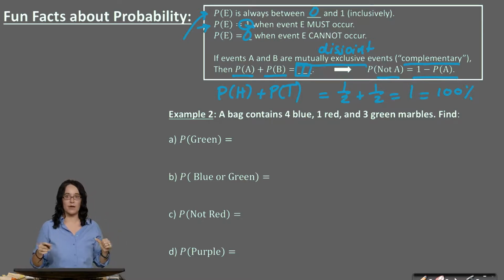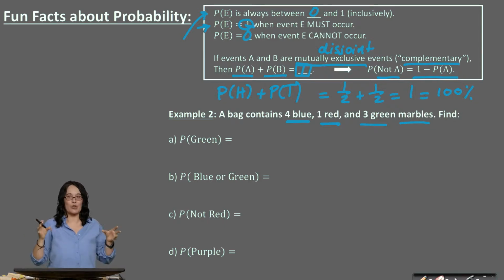What if, instead of talking about cards and instead of talking about dice and coins, what if we talk about marbles for a moment? So imagine here that you have a jar of marbles. And in this jar, or bag it says, in this bag, 4 of them are blue, 1 of them is red, and 3 of them are green. Let's find these theoretical probabilities.